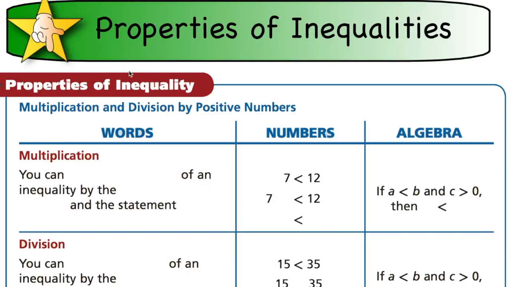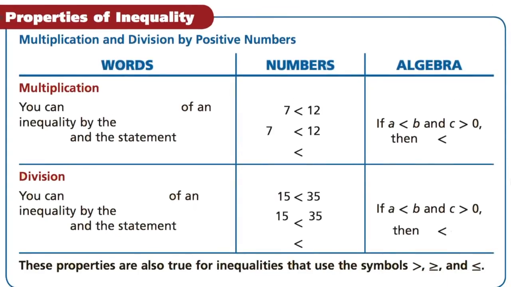So we have some properties to review again. Just like we had our properties for addition and subtraction, we also have properties for multiplication and division. Now, to keep in mind, at this part of the lesson we're talking about multiplying and dividing by positive numbers. Very important to keep that in mind.